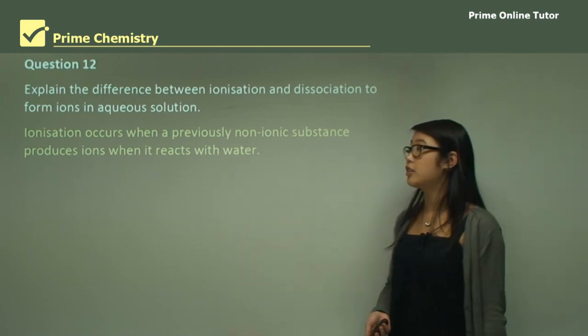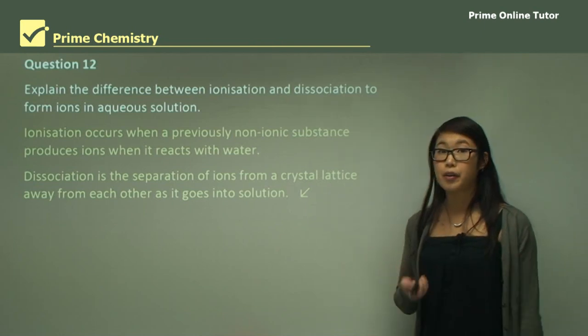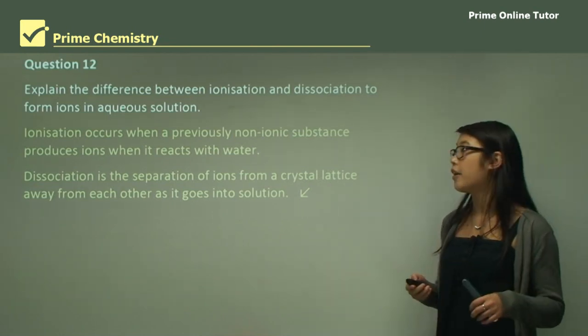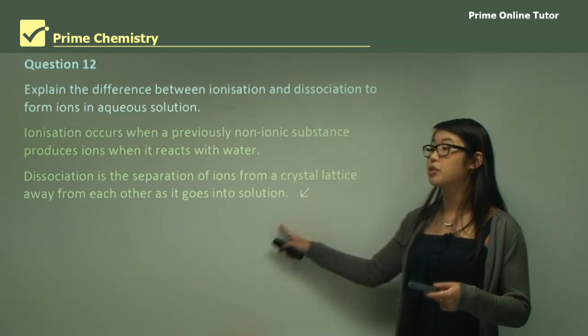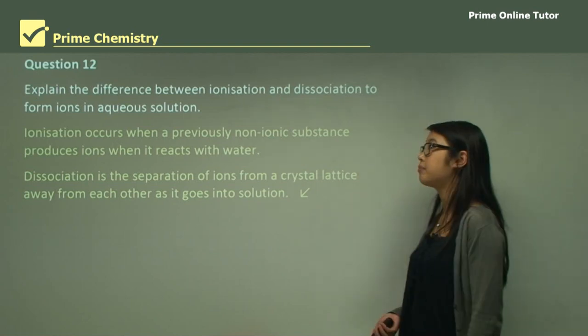So it's ionization. Dissociation, however, is when we already have ions present in the crystal structure, and the dissociation is a separation of these ions to go into solution. So they have ions present before and after.